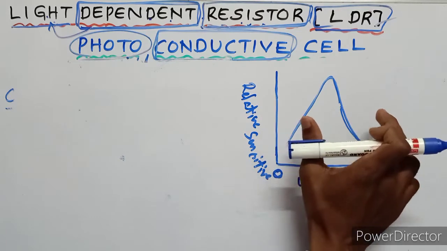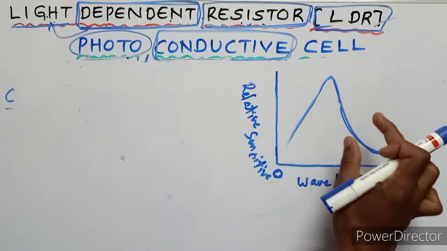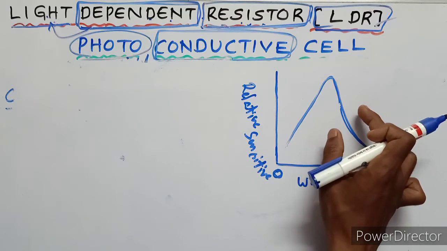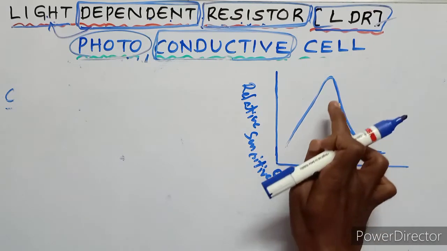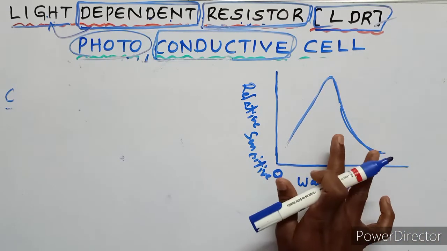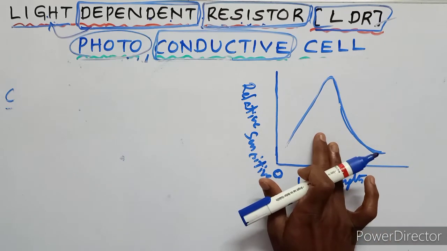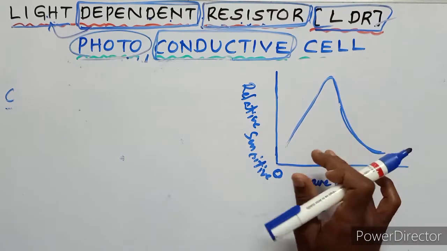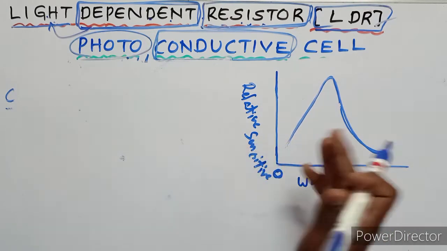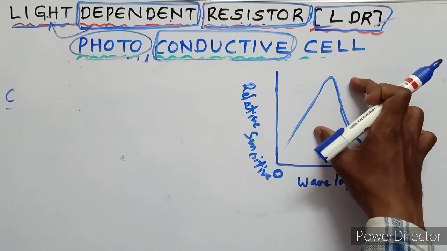So the spectral response of CdS is closely matching the response of the human eye, because the response is very sensitive to visible light. It is the best over the visible spectrum and tapers off towards the ultraviolet and infrared. So this is the best over the visible spectrum.